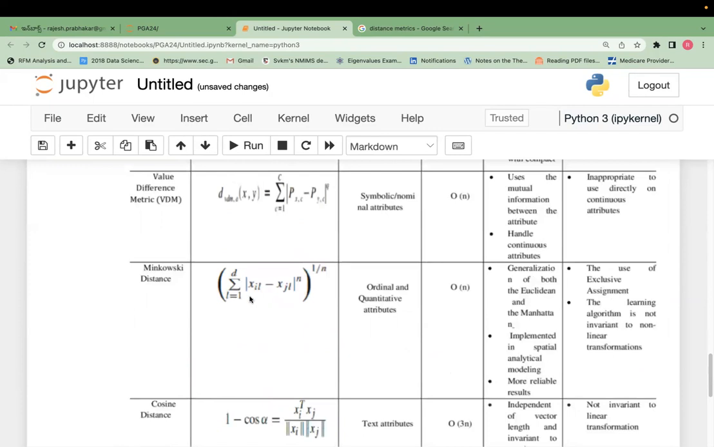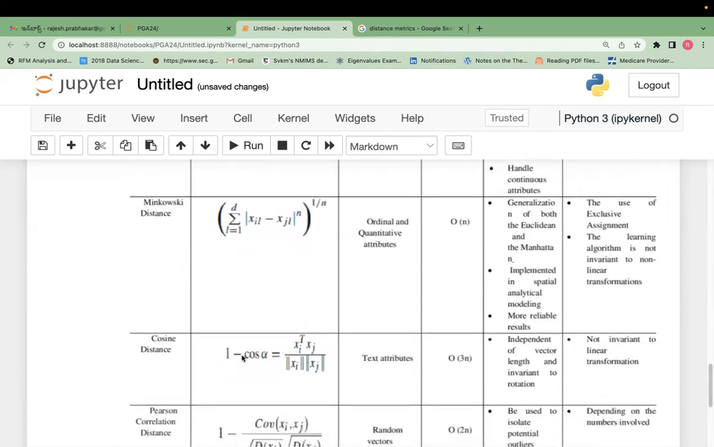Minkowski. This is the Minkowski distance to the power of 1 by n. For ordinal and quantitative attributes, if your data is ordinal in nature, ordinal means ranked in nature or it has certain ranking parameter, then we use Minkowski. Cosine is very popular in text mining, chatbots or recommender systems. Recommendations you get when you search for a product on Netflix or Amazon. There, cosine similarity is one of the popular metrics used.